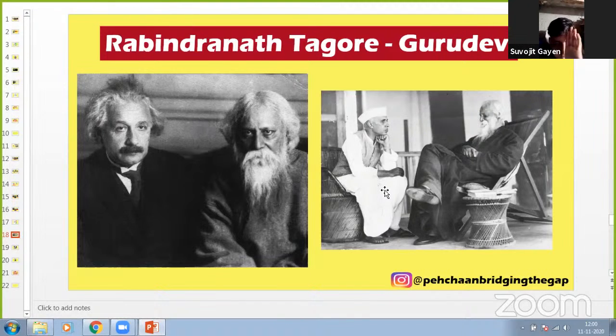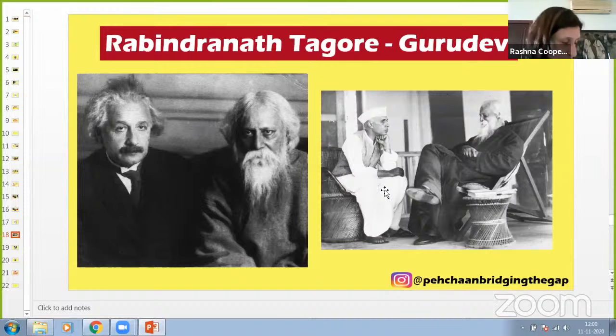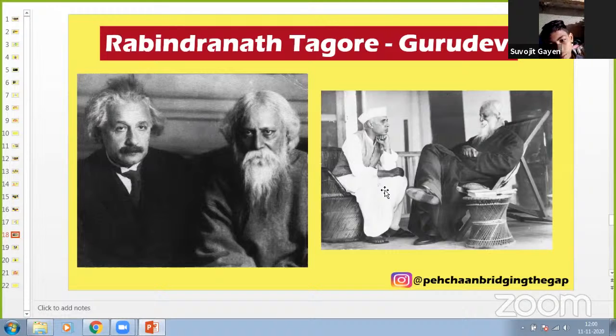Ma'am, I want to add something. Yes, please. In Shantiniketan, the Nobel Prize is there, which Rabindranath Tagore got at that time. Lovely. That is lovely. Next slide, please.